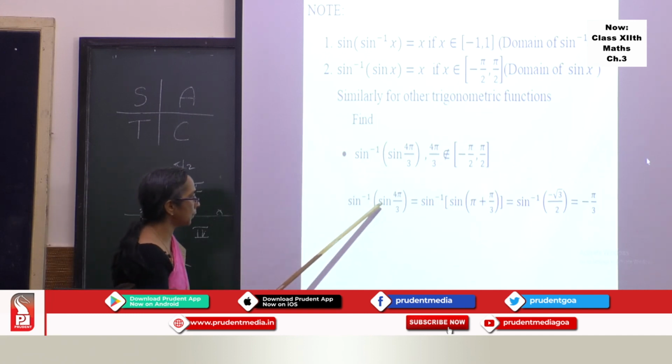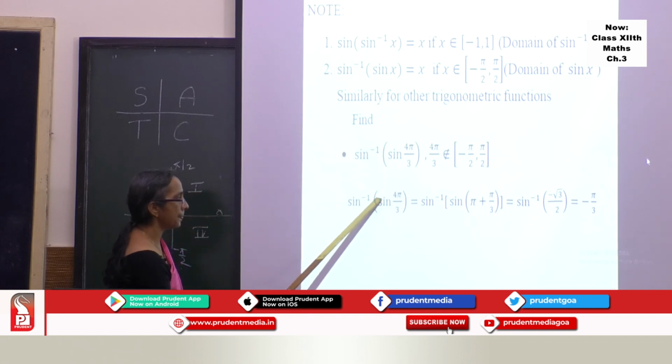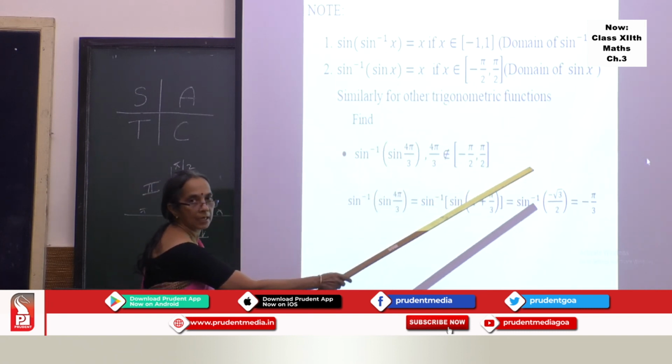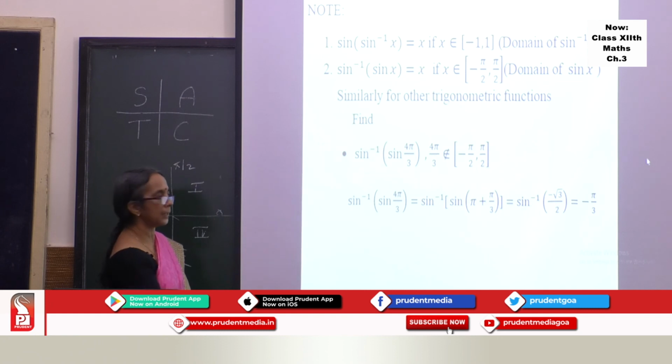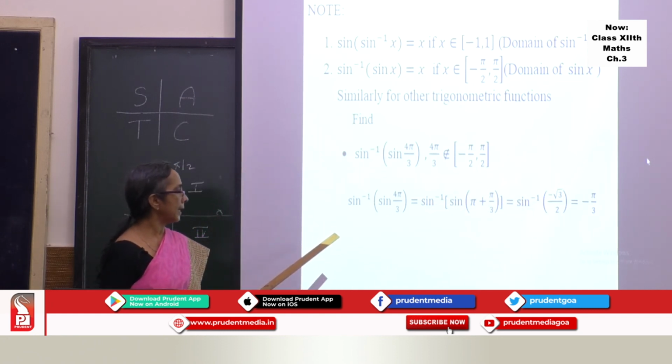So, if you know this, there is no need of doing all this. If you know it is a negative value, it should be an angle in the fourth quadrant between minus pi by 2 and 0. So you can directly write minus pi by 3.